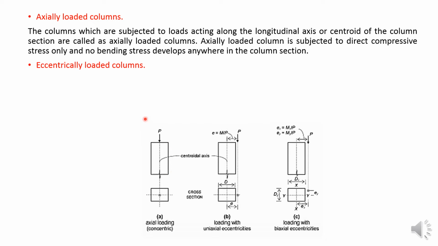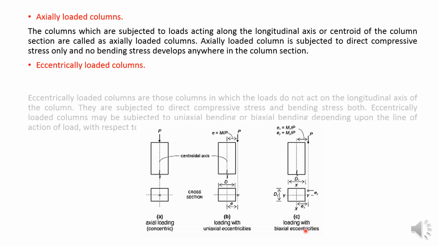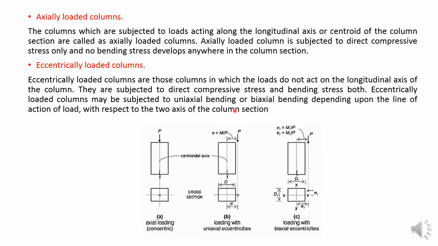Next, the eccentrically loaded column, which is divided into uniaxial eccentricity and biaxial eccentricity. In eccentrically loaded columns, the load does not act on the longitudinal axis of the column. They are subjected to direct compressive stresses and bending stresses or both. Eccentrically loaded columns are classified into uniaxial bending and biaxial bending. The figure indicates uniaxial bending. This is biaxial bending.